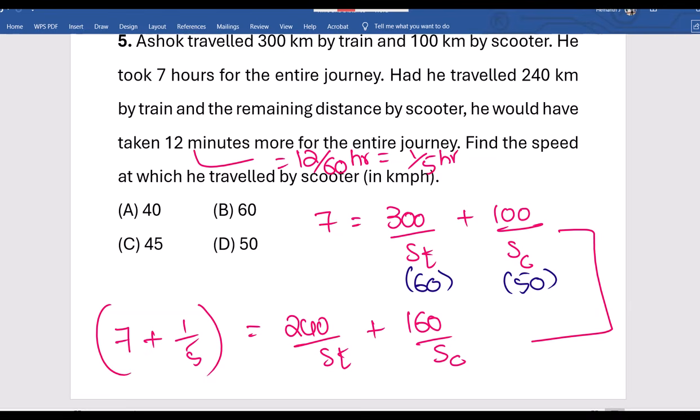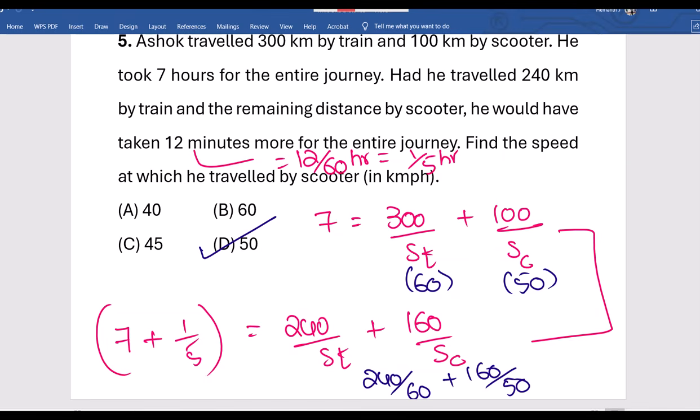Then check that in the second equation. If it is 240 divided by 60, how many hours? 4. 160 divided by 50 is 3 1 by 5. 4 plus 3 is 7, and 1 by 5 is completed. So train speed is 60, scooter speed is 50. Then I am not solving the equation. Use the options.